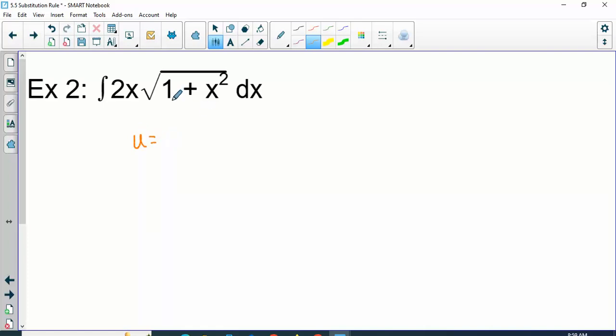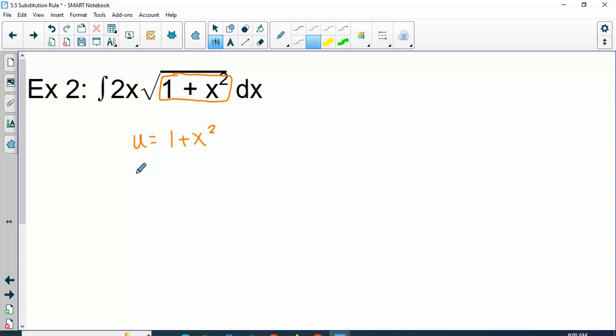When I look at this, my u is the inside function. What's the inside? If you're going to plug in an x, what's the first thing you're going to do? x squared, or 1 plus x squared. So the square root doesn't matter. Right. So whether it's to the third, cube root, or anything, we're just looking at the inside part. So this is my u.